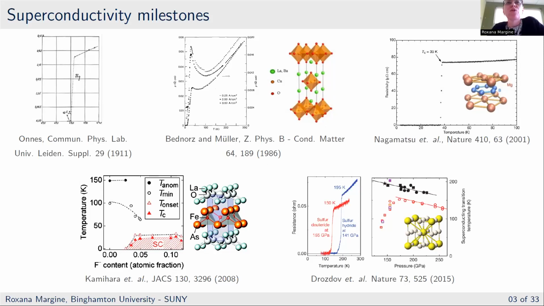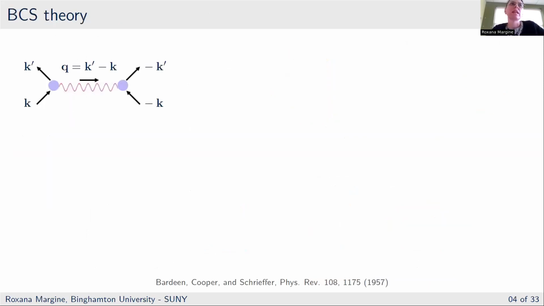The first microscopic theory was proposed by Bardeen, Cooper, and Schrieffer, and this is referred to as the BCS theory. This starts from the assumption that there must be some attraction between electrons which can overcome the Coulomb repulsion. And in conventional superconductors, the attraction is mediated by phonons, so it's what we call an attraction due to electron-phonon coupling. And this can be illustrated in this diagrammatic representation.